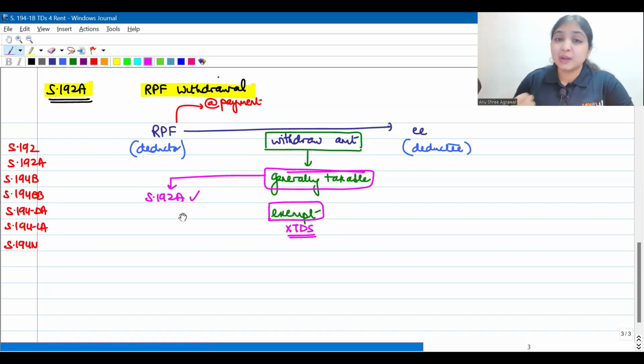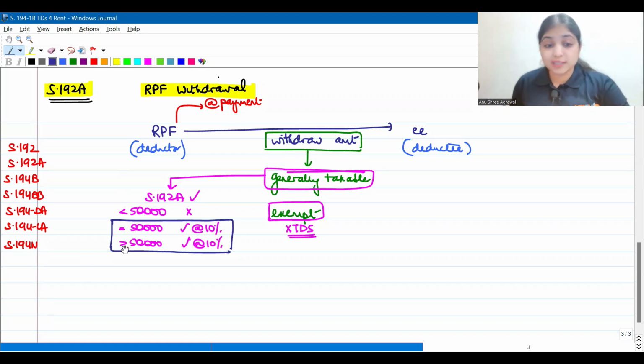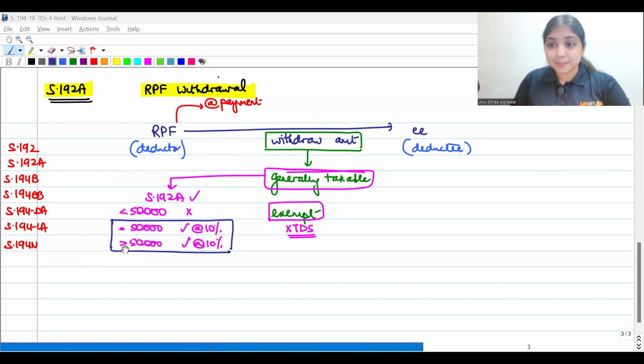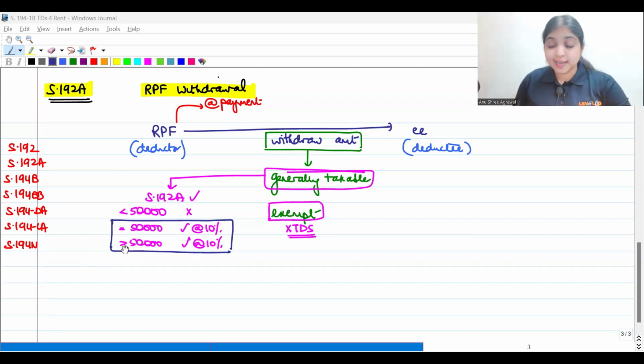Now, what is the limit and at what rate will TDS apply? See, if the amount of withdrawal happens to be less than 50,000, there is no TDS. If it is equal to 50,000, then yes, we will have TDS at the rate of 10%. And if it is more than 50,000, here also we will have TDS at the rate of 10%. So what do you think? Is this a normal section or is this an abnormal section? Look at the limit and tell me, is this normal or is this abnormal? This is clearly abnormal, guys, because here even greater than or equal to, even equal to, we are deducting tax. Where else have we seen abnormal sections like these?